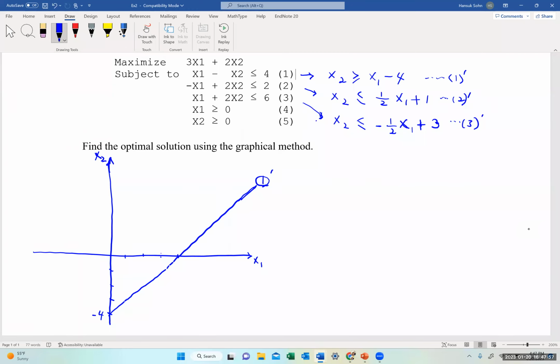And what about the second constraint? It has a slope of 1/2 and an x2 intercept of 1. So it has something like this: 1, 2, 3, 4, 5. Starting from here, the slope is 1/2. So we're going to cross this, right? Something like this.